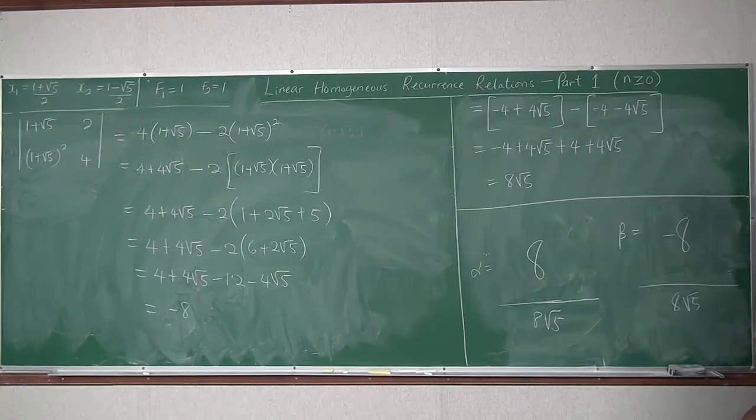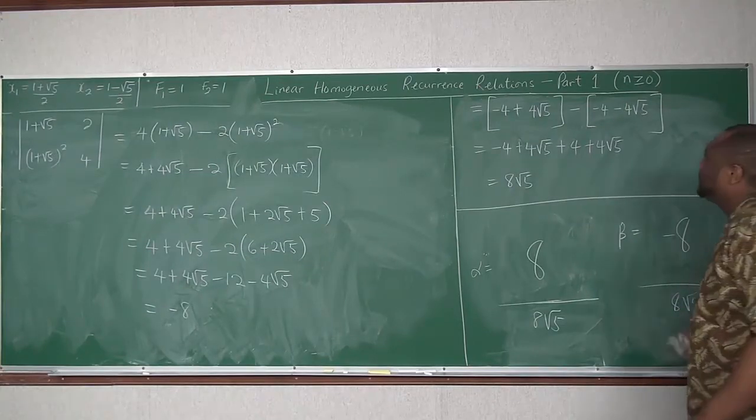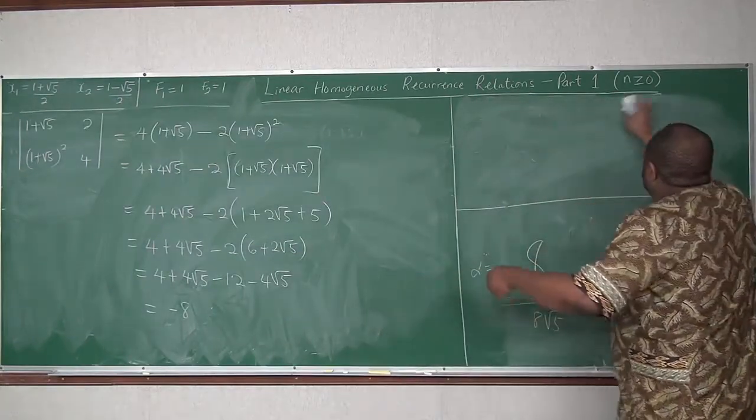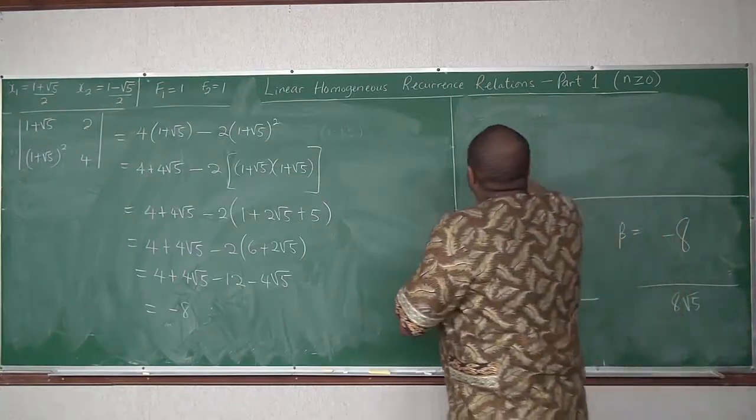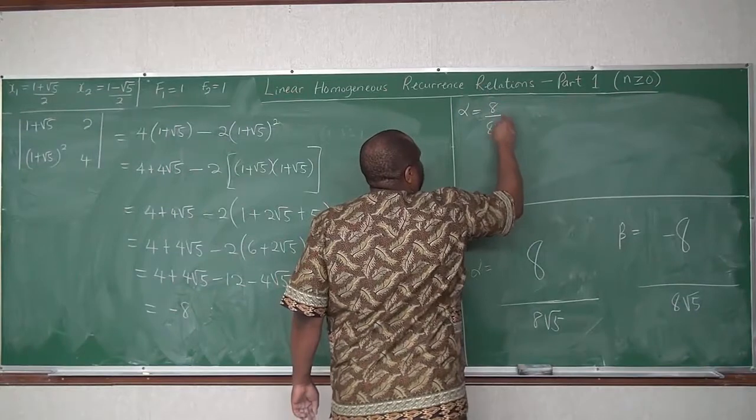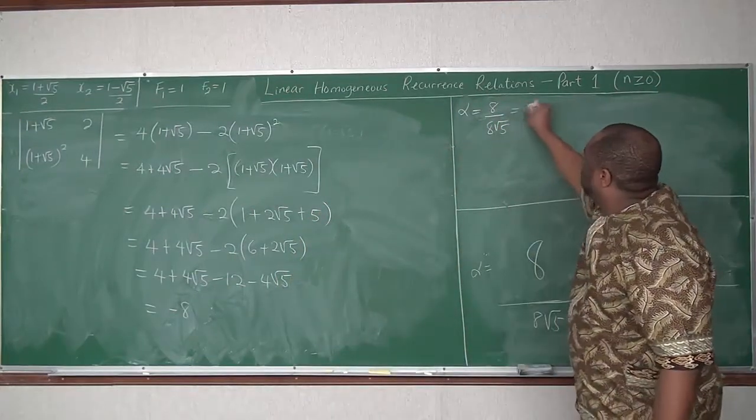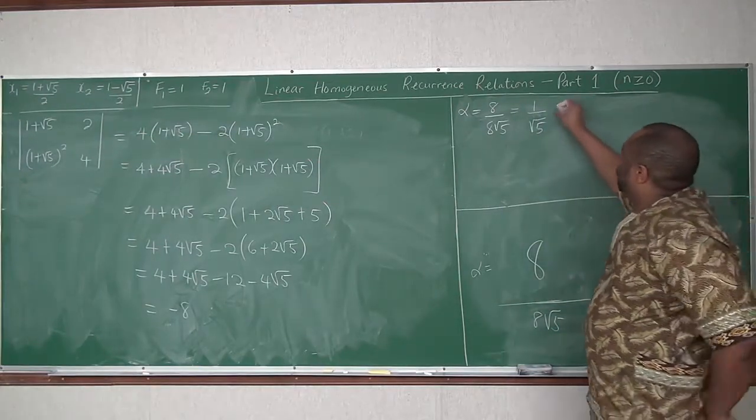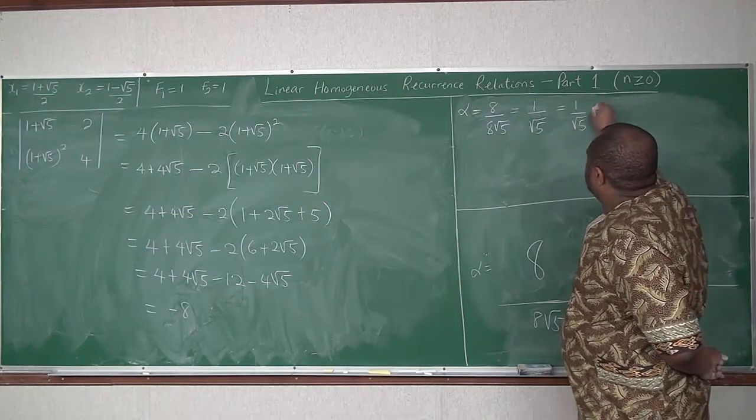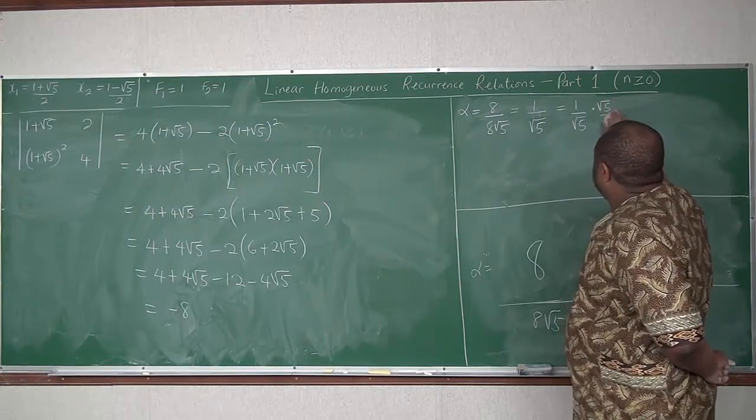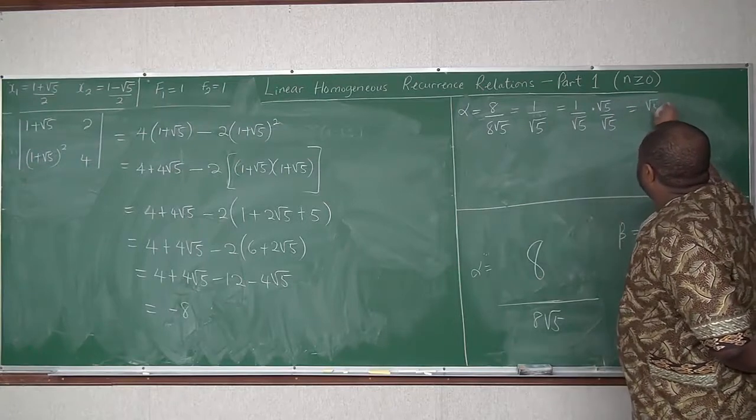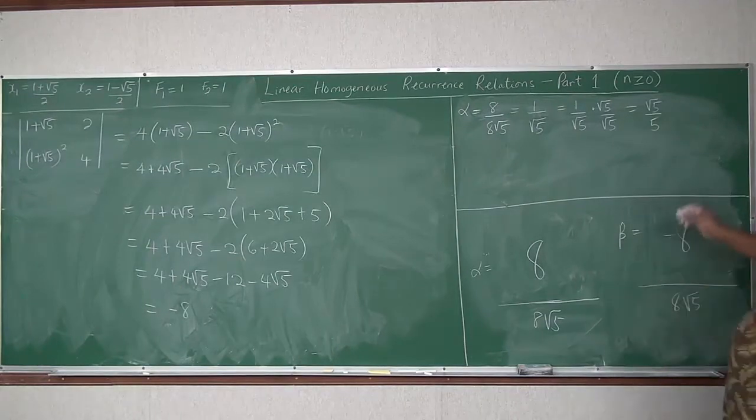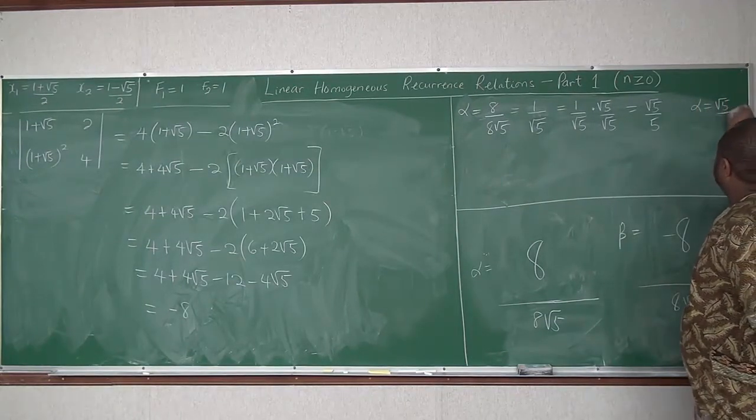Okay. Let's simplify that. So we now have that alpha is 8 over 8 root 5, right? Which is 1 over root 5. 8 divided by 8 is 1. So which is 1 over root 5 times root 5 over root 5. And that is root 5 over 5. So alpha is root 5 over 5.